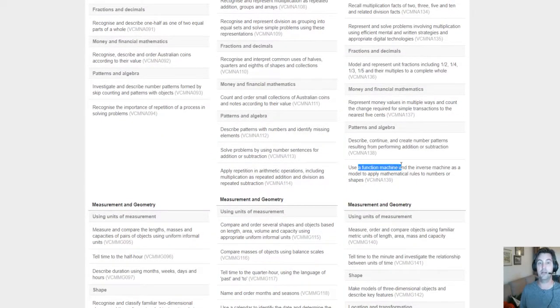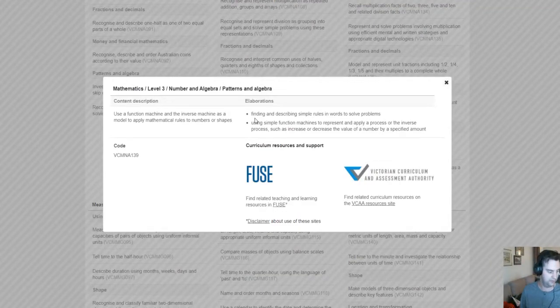Yeah. Use a function machine, which you might have seen in your packs from last week, and the inverse machine as a model to apply math rules to numbers or shapes, and the elaborations there are to find and describe simple rules and words to solve problems, and to use simple function machines to represent and apply a process or the inverse process, such as increase or decrease the value of a number by a specified amount. A big, long, complicated way of saying that if you come up with a rule, you put a number into a machine, and then it comes out, and then going backwards, you put the product back into the machine, and then it spits out the number that you started with. A lot of the students in our class had those activities in their packs last week.